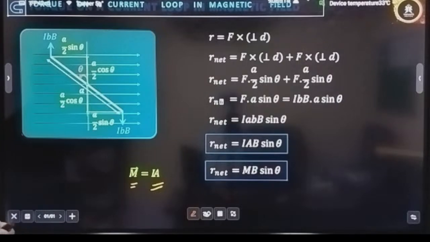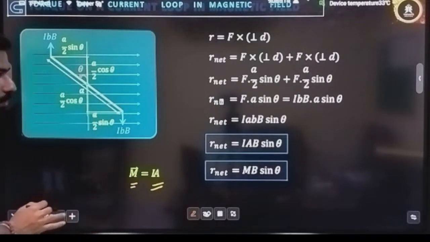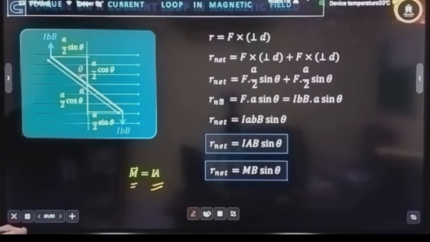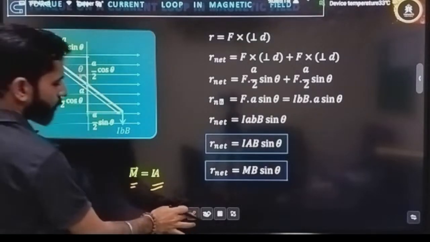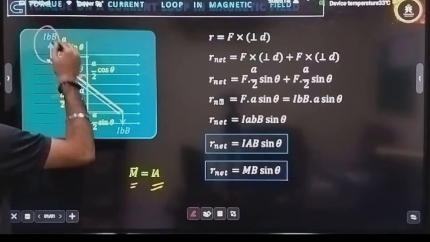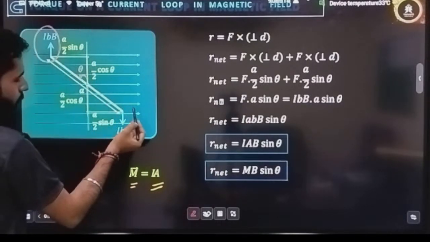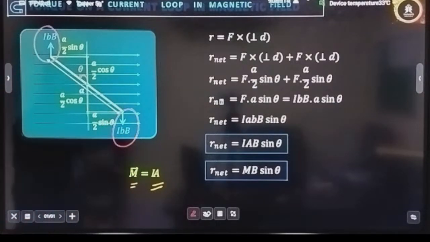How much torque will be coming into it? Firstly, I will check what is the direction of forces that I am having. Firstly, mention the direction of forces. Here it is already mentioned the direction of forces. This will be ILB, the force, the length of conductor, and here again it is ILB.